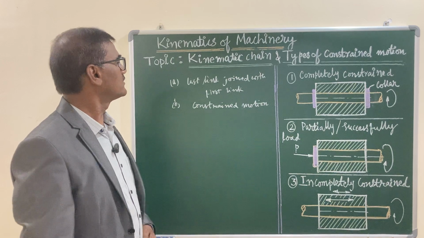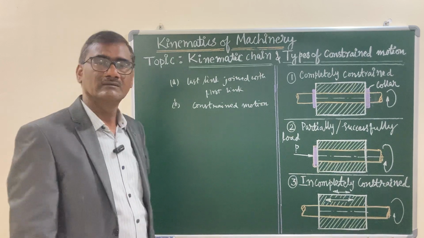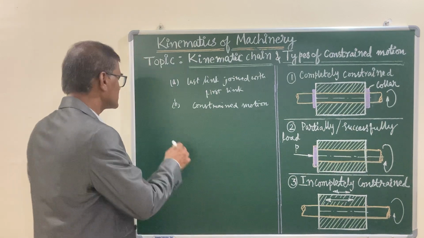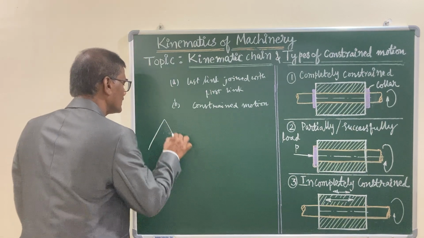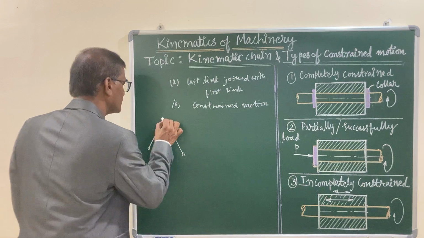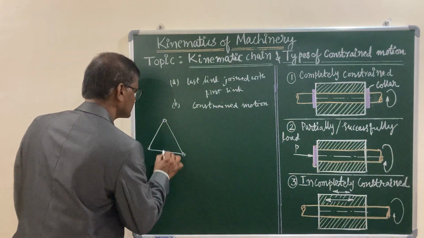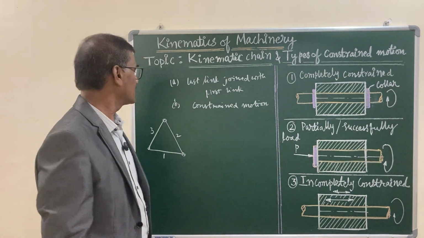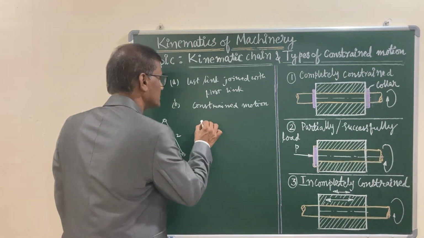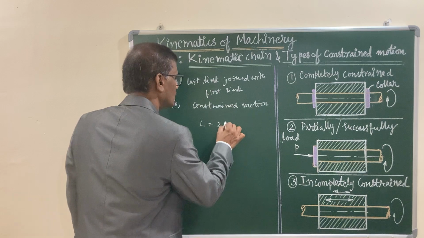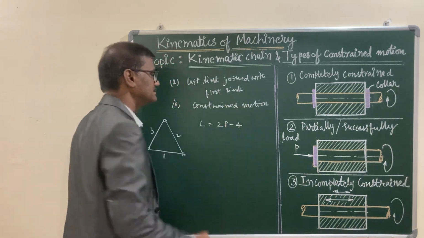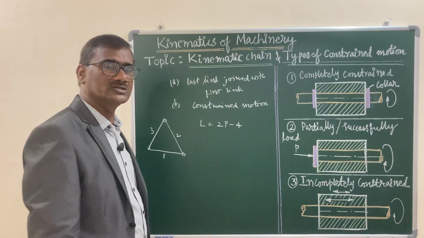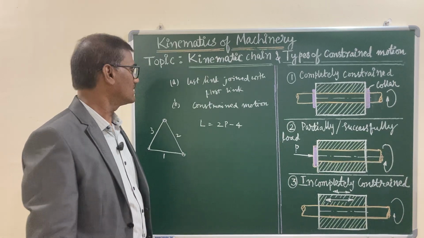Now let us verify whether the chain is a kinematic chain or not. I am considering three links joined by pin joints, 1, 2, 3. And in order to verify kinematic chain, you have an equation. Let us look at this. L is equal to 2p minus 4. So by means of this equation, you can verify whether the chain is a kinematic chain or not.